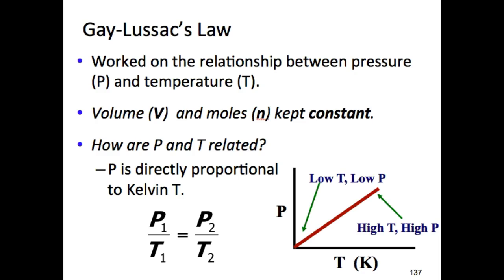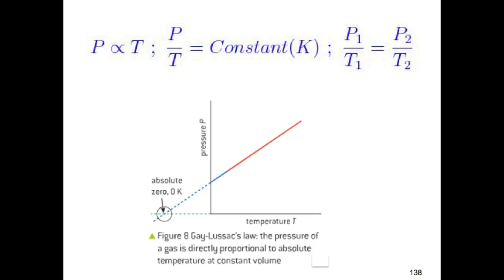Our last gas law is Gay-Lussac's law. He worked on the relationship between pressure and temperature. So if he's looking at P and T, that means volume and number of moles are being held constant. He found that pressure is directly related to temperature, so he developed P divided by T is going to be equal to a constant, or the part of the combined gas law, P1 over T1 equals P2 over T2. Again, it's showing you that as pressure goes up, temperature goes up. As pressure goes down, the temperature is going down. So this is a direct relationship. So P is proportional to T, or P over T is going to be equal to a constant, and that's how we get P1 over T1 equals P2 over T2.